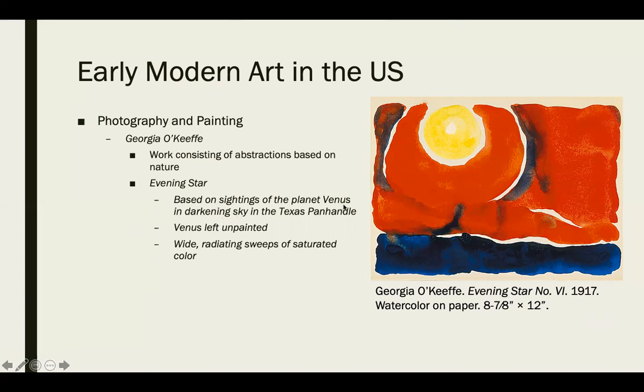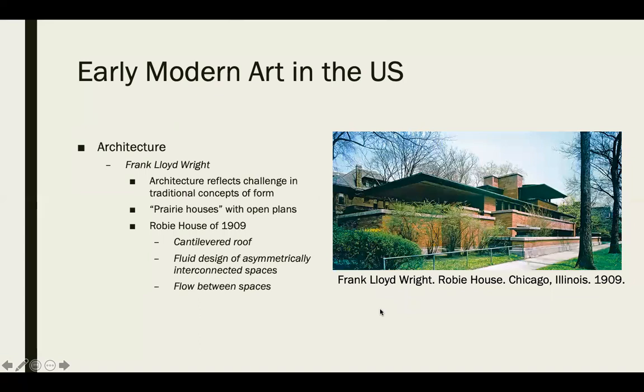It's based on the sightings of the planet Venus in a darkening sky in the Texas Panhandle. Venus is left unpainted, so we see Venus as being this sort of overlapped little spot right there. And the wide radiating sweeps of saturated color just really emphasize that expressionistic quality that we're seeing a lot more.